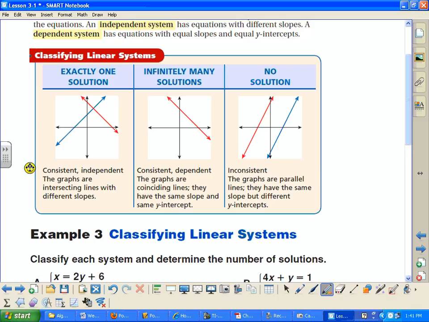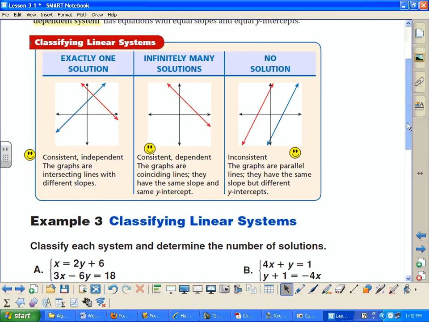If they're consistent and independent, that means they have different slopes. If they have the same slope and the same y-intercept, they are consistent and dependent. And if they have the same slope but different y-intercepts, then they're inconsistent. So consistent and independent, one solution. Infinitely many solutions, then they're consistent and dependent. And if there's no solution, then they're inconsistent.